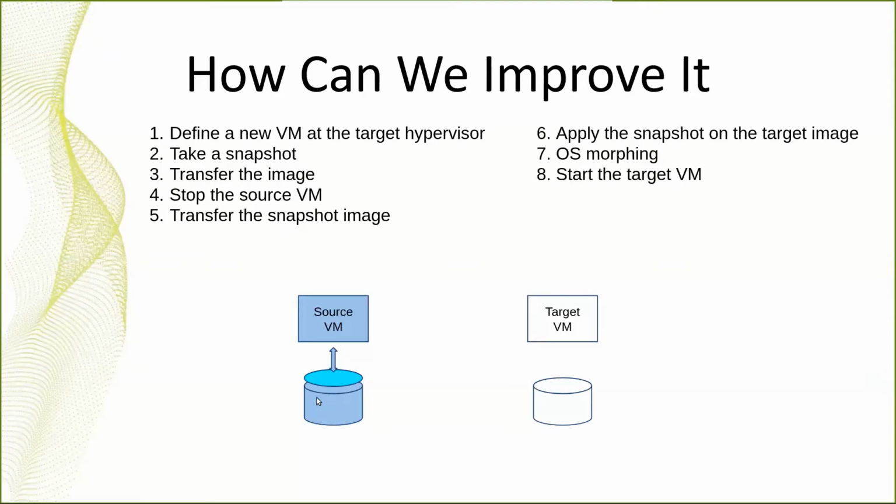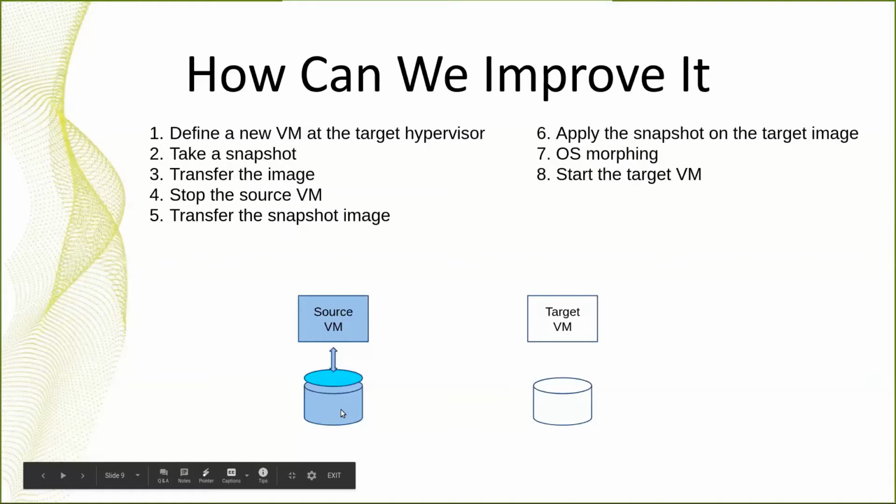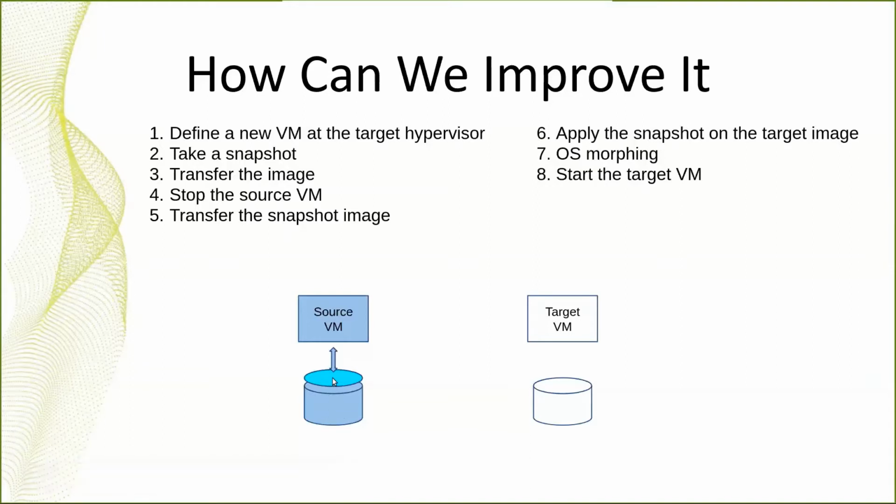When we take a snapshot, the disk image with the entire disk content is frozen. This main image is now used by the hypervisor only for read operations, and all the writes go to a separate disk image. So this allows us to start transferring the majority of the data, the entire disk image, while the virtual machine is still running. And because this image is frozen, we are sure that the data we are copying is in a consistent state.